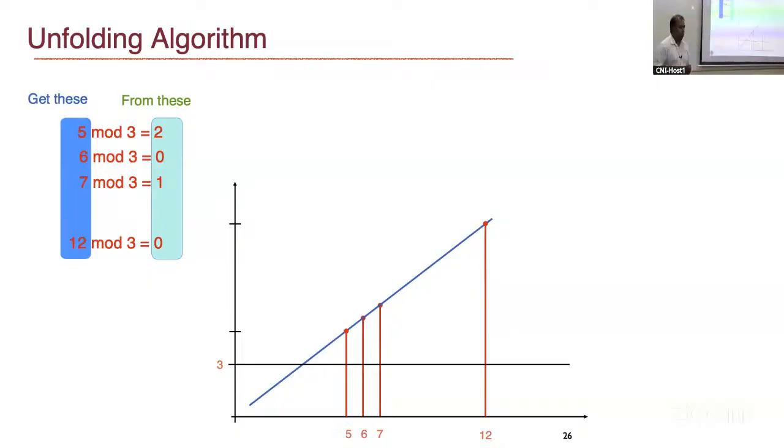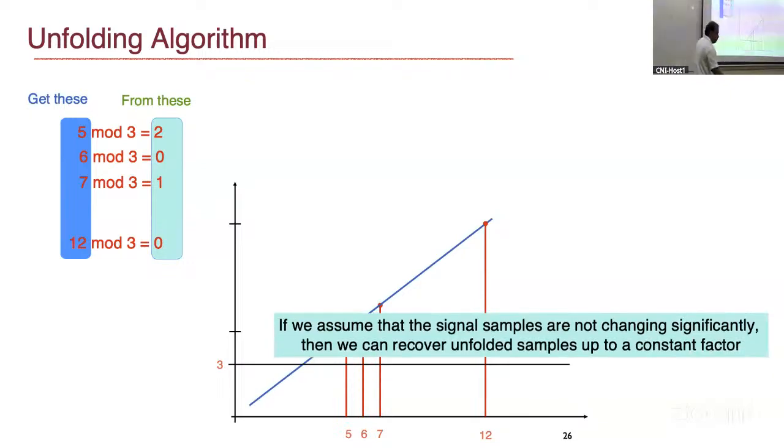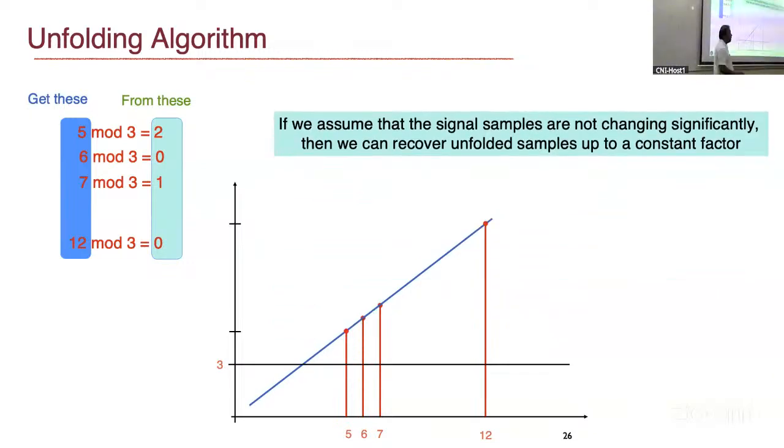I'll get to that. Okay, this is just a linear equation, right? I just want to explain what's the point. Is it clear? So that's the assumption we have. We say that if we assume that the signal samples are not changing significantly from one sample to another sample, then there is a way we can get back the original samples from the folded ones up to a constant factor. And a constant is okay. In most signal processing applications, we are fine with the constant. Fine?